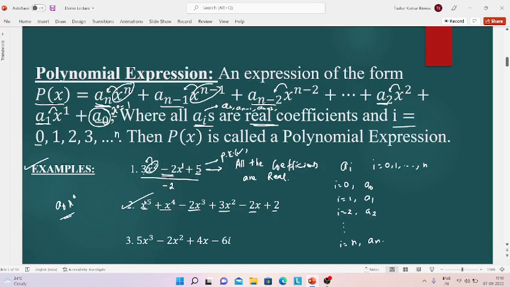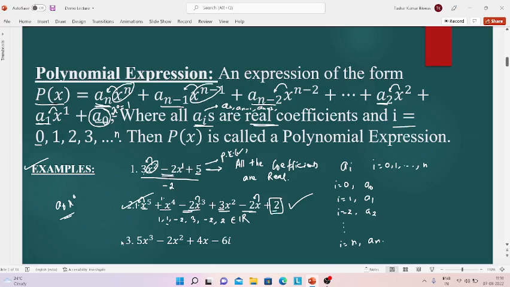So here you can see that the constant term which is multiplied with x to the power 5 is obviously 1, because there is no written term, so I can say that 1 is multiplied with x to the power 5. Similarly, 1 is multiplied with x to the power 4, minus 2 is multiplied with x to the power 3, 3 is multiplied with x to the power 2, and minus 2 is multiplied with x, and the constant term is 2. So here all the coefficients are 1, 1, minus 2, 3, minus 2, 2. All the coefficients are real, not complex, right? So this is also a polynomial expression.